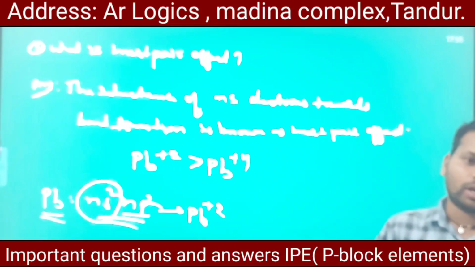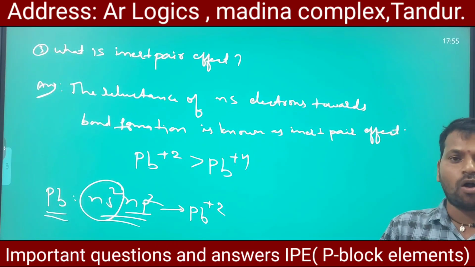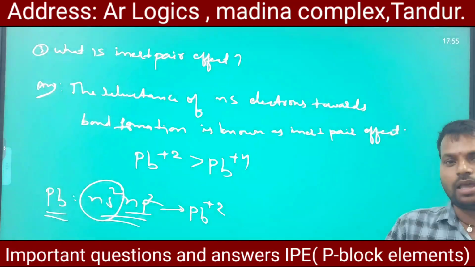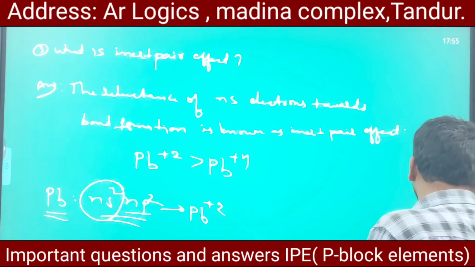So what is the inert pair effect? The reluctance of ns electrons towards bond formation is known as the inert pair effect. Pb2+ is more stable than Pb4+ due to the inert pair effect. Next question.